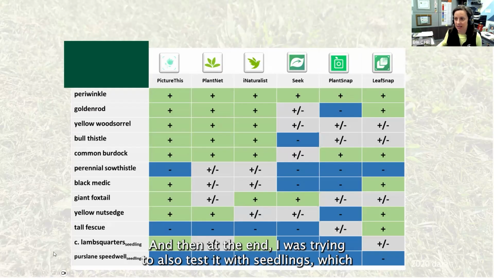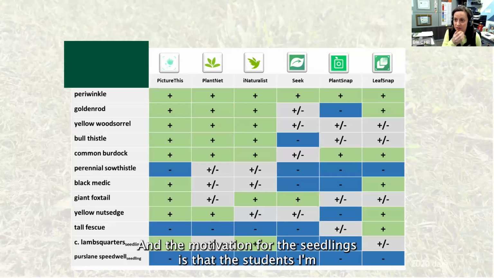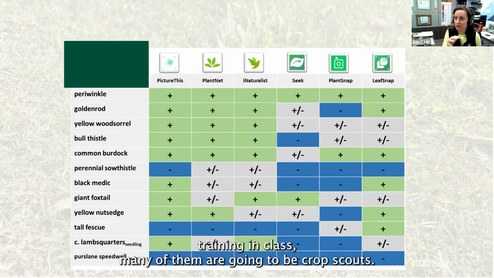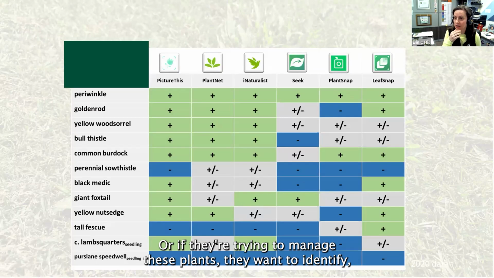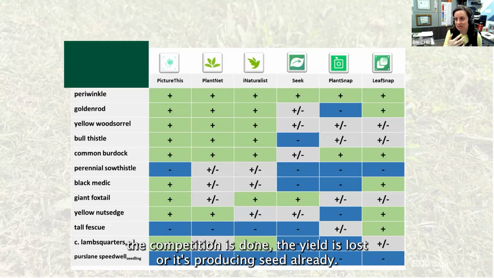And then at the end, I was trying to also test it with seedlings, which this time of year when we're doing this in the fall is usually winter annuals. The motivation for the seedlings is that many of the students I'm training in class are going to be crop scouts, or if they're trying to manage these plants they want to identify, they need to do that when they're seedlings, or else the competition is done, the yield is lost, or it's producing seed already.